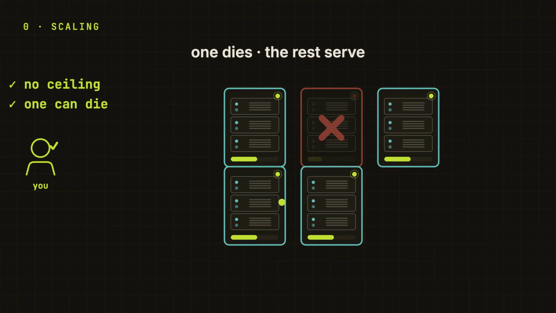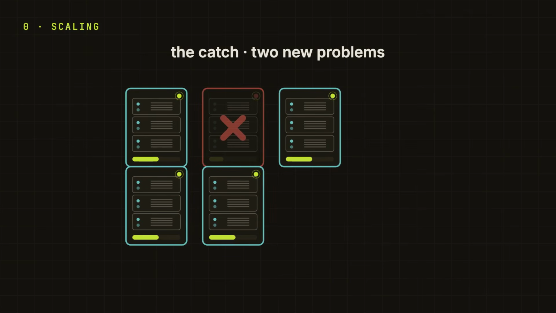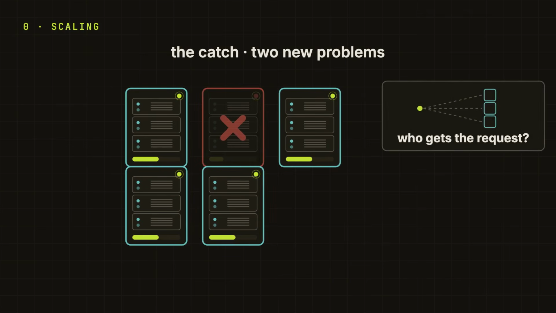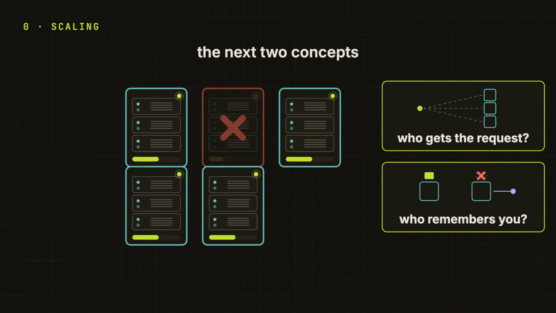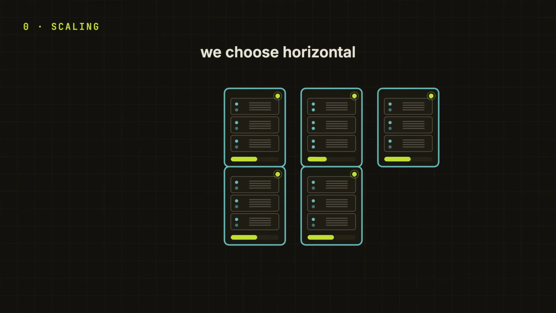The catch is that it is more complex. Now you have many machines and you need something to spread the traffic across them, and they cannot each keep their own private memory of users. And solving those two problems is literally the next two concepts. So in our store, we choose horizontal scaling. Many servers, no ceiling, no single point of failure.